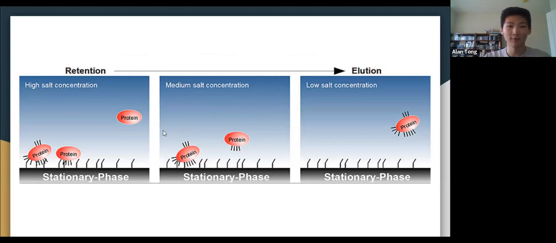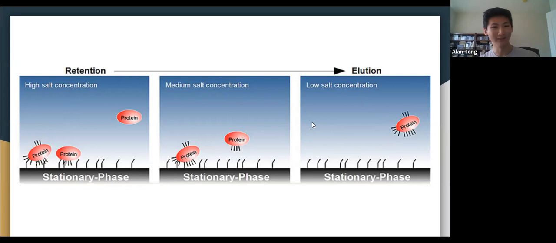Think about the hydrophobic interactions and how that might change depending on the salt concentration. This diagram might give you a hint. As you lower the salt concentration, the proteins are going to want to elute. But if you have really, really high salt concentrations, then the proteins are going to be more bound to the stationary phase, which is the column. Any guesses as to why this is the case? Why is there this trend of low salt meaning elute in terms of hydrophobicity?